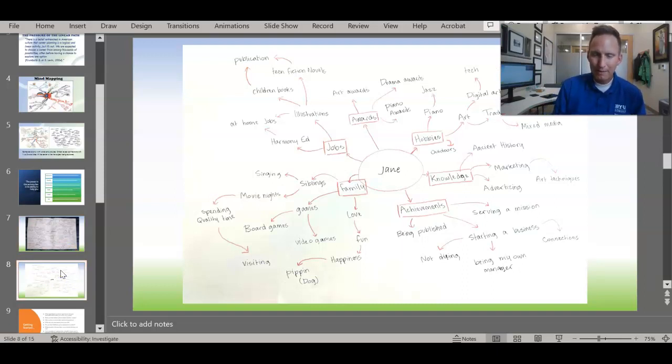So however your maps come in and however your students do them, it's important they know there's not a wrong way to do this.